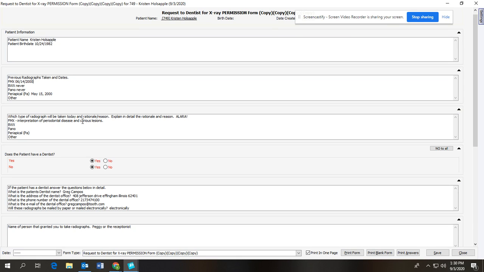And especially for a hygienist, you and I, we like to have the radiographs because we want to see their periodontium, and we want to see if there's calculus. We want to see if there's any carious lesions that we can interpret, find suspicious areas. So it's very, very important for a dental hygienist to have radiographs, but we have to follow this request to dentist for x-ray permission form before we work on any patient so that we keep them very, very safe.